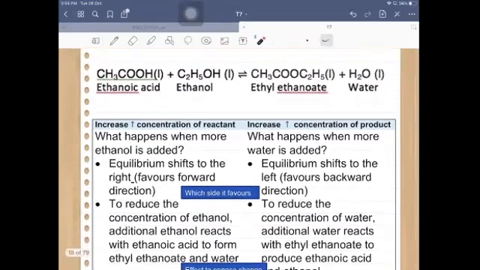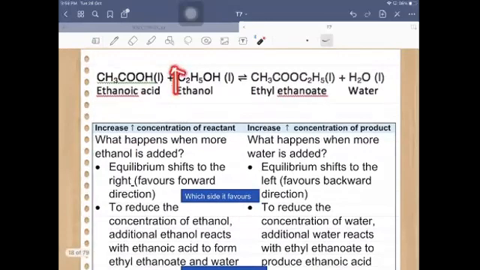First scenario: what happens if we increase the concentration of the reactant? Here we are using specifically ethanol. What happens if we increase the ethanol? Le Chatelier's principle would say, you increase the ethanol, now I want to decrease my ethanol. How do you decrease ethanol? By reacting it with ethanoic acid. That means you are favoring the forward reaction. By favoring the forward reaction, you are using up ethanol. So whatever extra is added is now cancelled out.